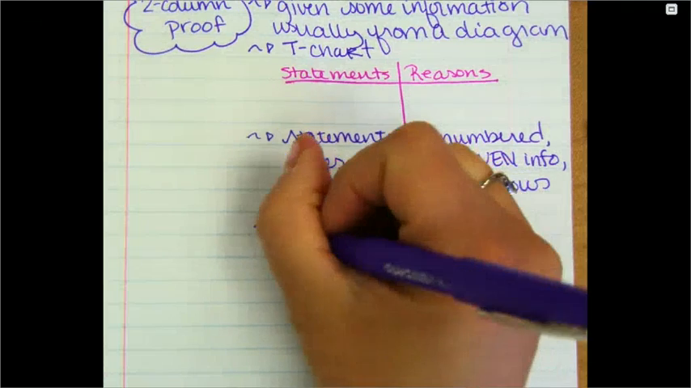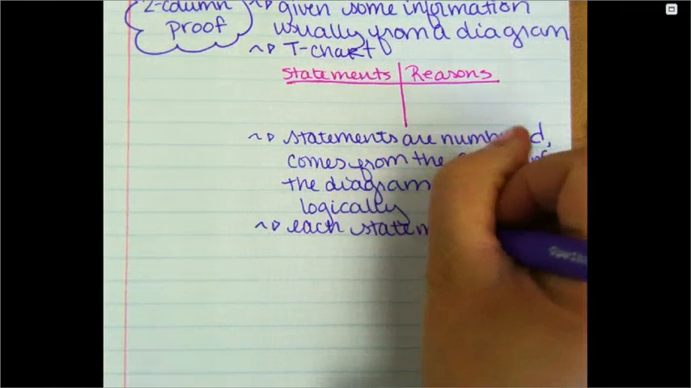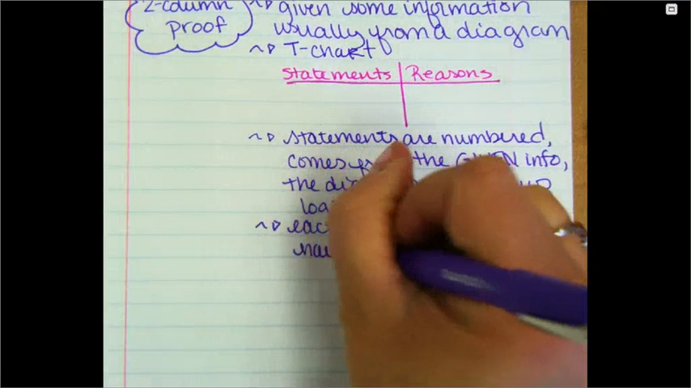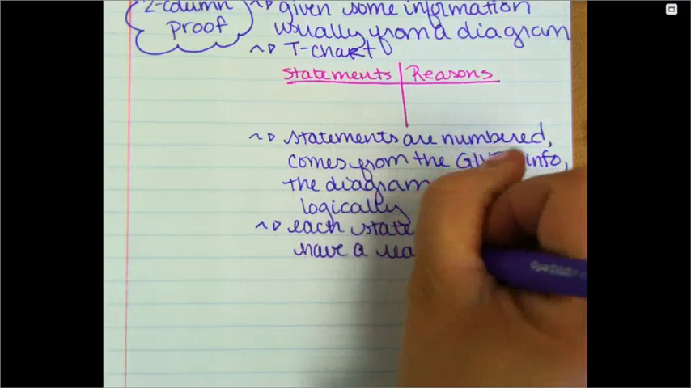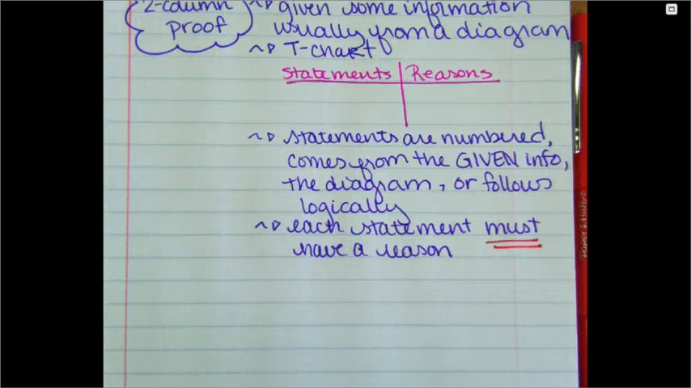And each statement must have a reason. It must. If you don't have a reason, guess what? It's wrong. It's not a complete proof. You're missing something.